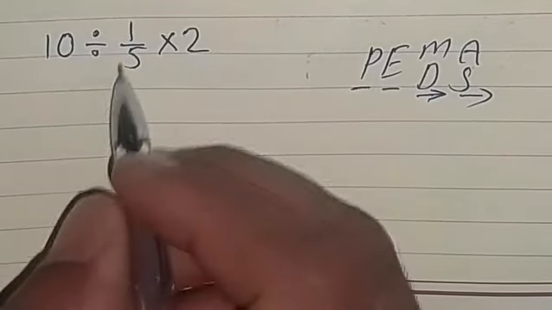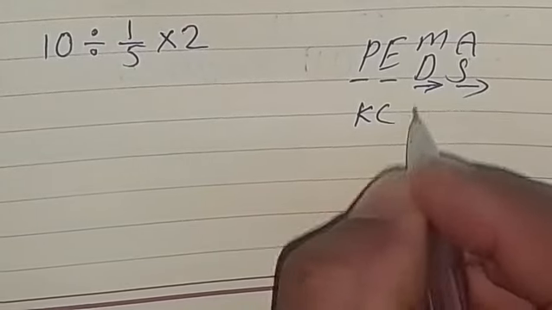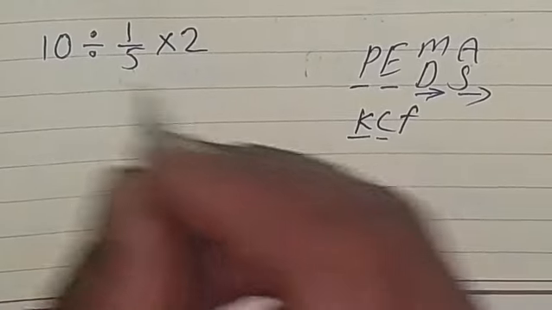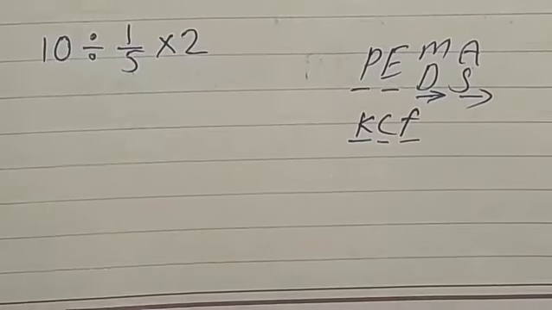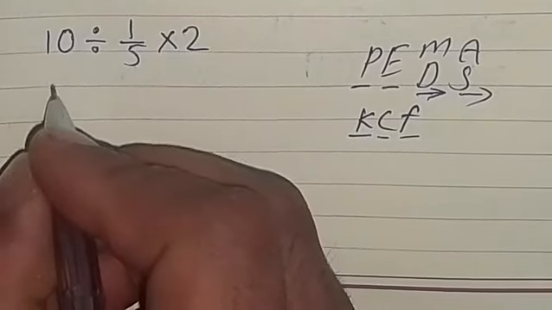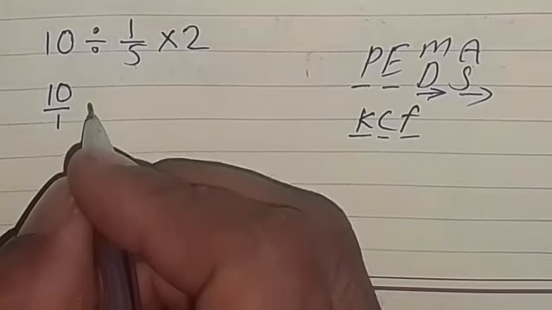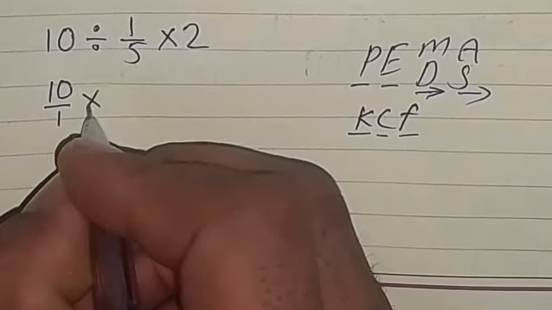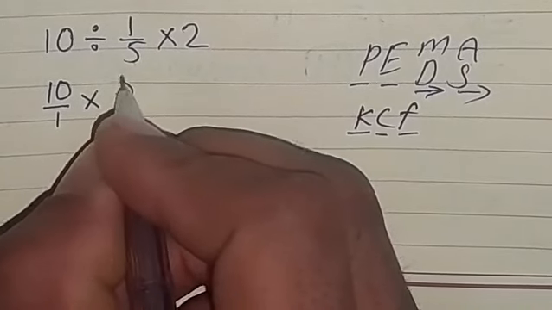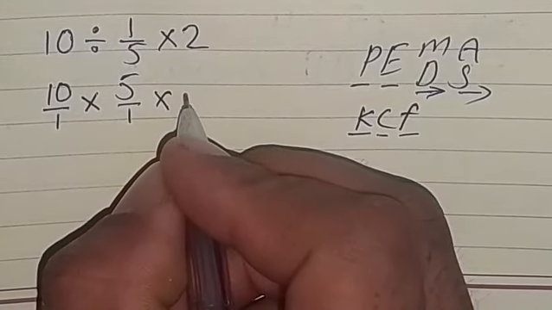Now we solve the division by the rules of KCF. K means keep the first fraction, C means change division to multiplication, and F means flip the second fraction. So 10 over 1, keep; division change to multiplication; and flip the second fraction. So 5 over 1 multiplied by 2.